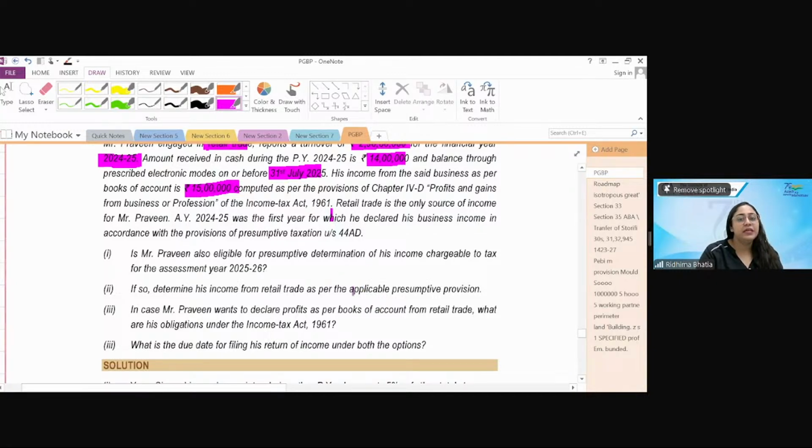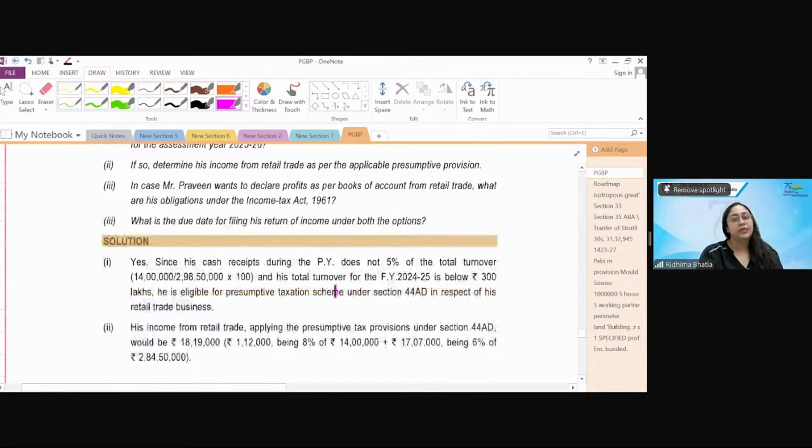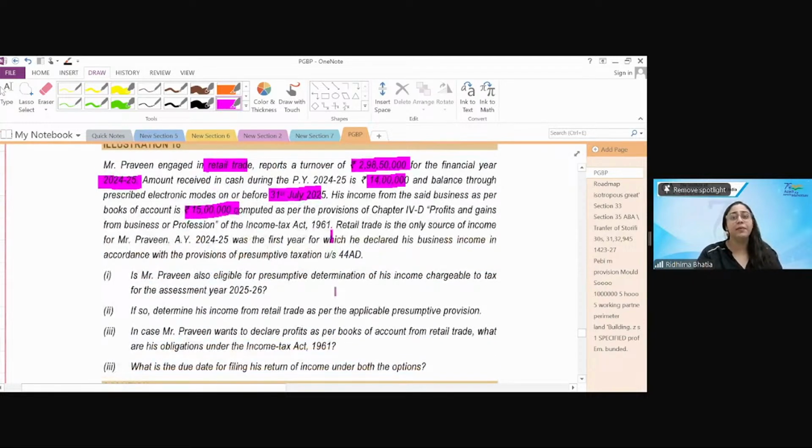What is the due date of filing his return under both the options? The due date of filing of return would be 31st July, if he's doing as per the presumptive taxation. If he's not going as per the presumptive taxation, then tax audit is there, then the date is 31st October. ठीक है, ऐसे क्वेश्चंस आएंगे, इजी है अगर कॉन्सेप्ट क्लियर होगा. These are very easy scoring marks.